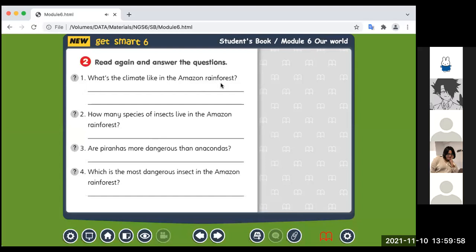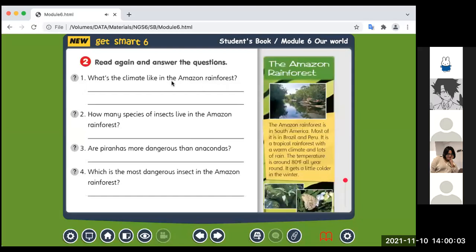Second, how many species of insects live in the Amazon rainforest? 3. Are piranhas more dangerous than anacondas? 4. Which is the more dangerous insect in the Amazon rainforest? So you will be reading again this article and finding answers to these questions. Okay, so let's read it again.